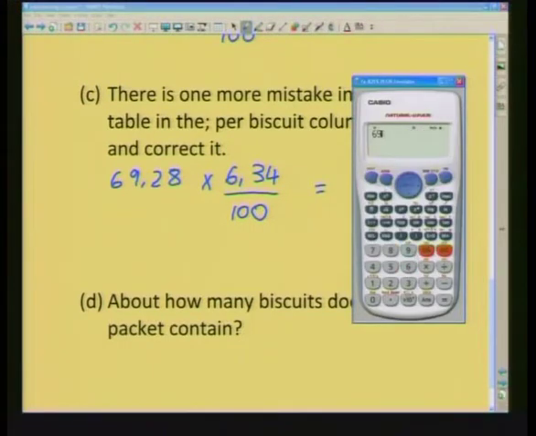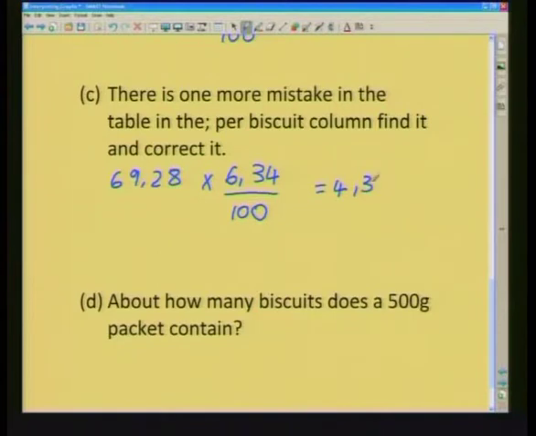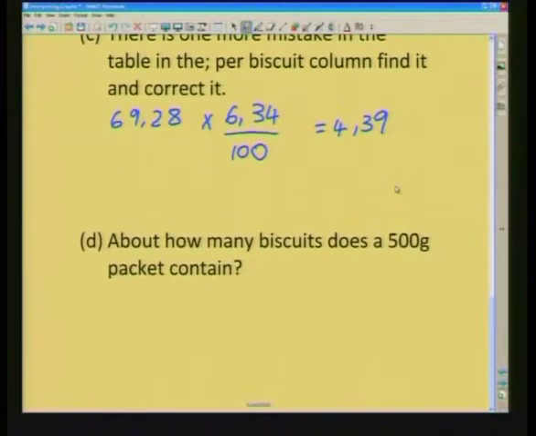So it's 69.28 times 6.34 divided by 100. And that gives us an answer of 4,39. So it's slightly higher than the 4,34 that was originally written down in the table.